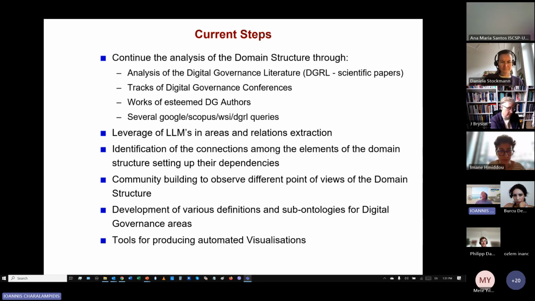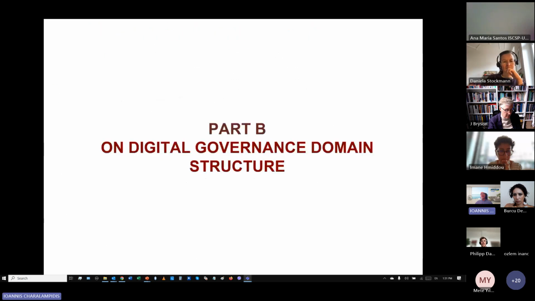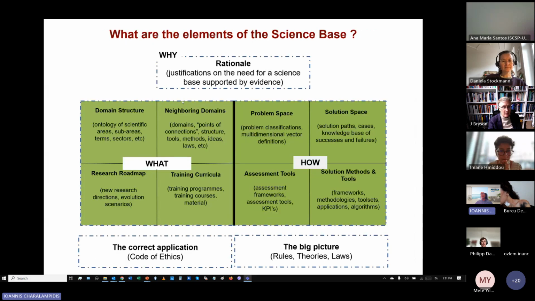We are building this community. And then, as I said before, we develop various definitions, ontologies, and so on for the areas. And also we have some tools for producing visualization of this. Now, so I gave you a view of what we call domain structure. Now, there are similar works and views on what are called neighboring domains, research roadmap, training curricula.